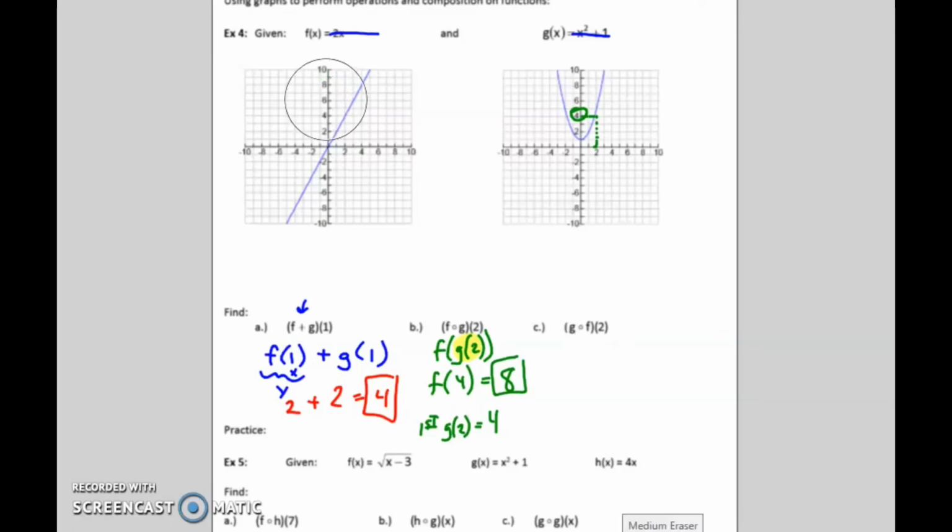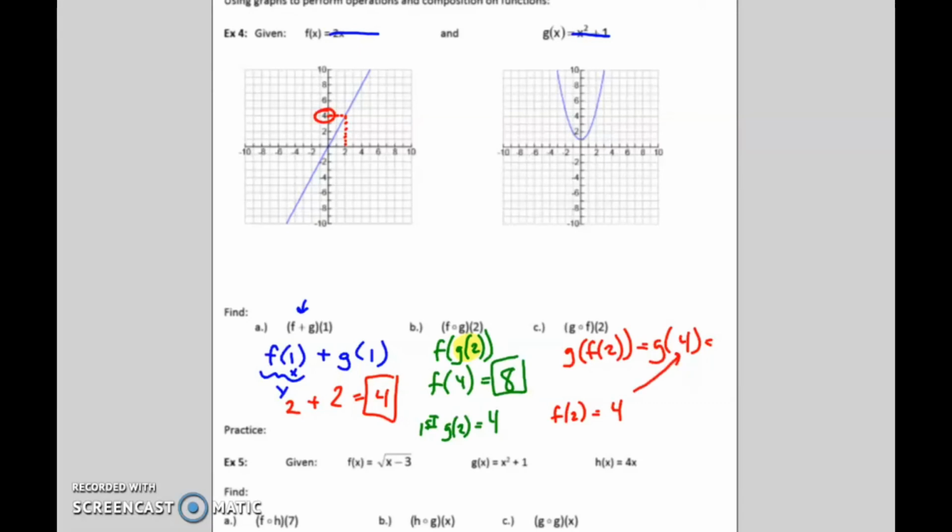Okay, let's clean this up for the next example. Now I've got g of f of 2. That's going to be g of f of 2. So the first thing I need to do is f of 2. My f function is a line. There's 2. I go up here, go across. That gets me a 4. So f of 2 is 4, and that's what you're going to put in right there.